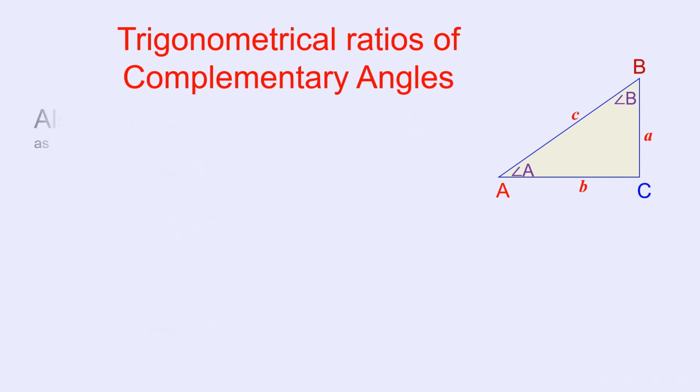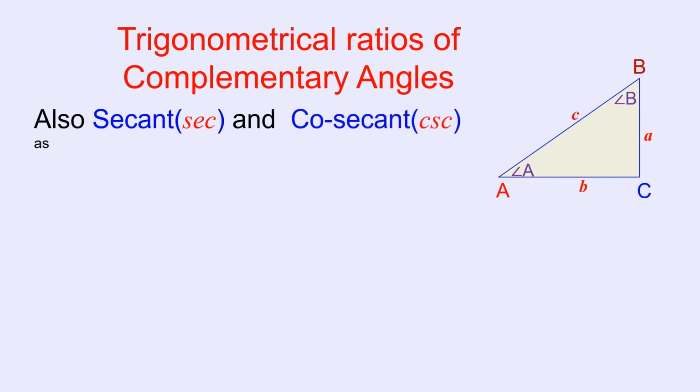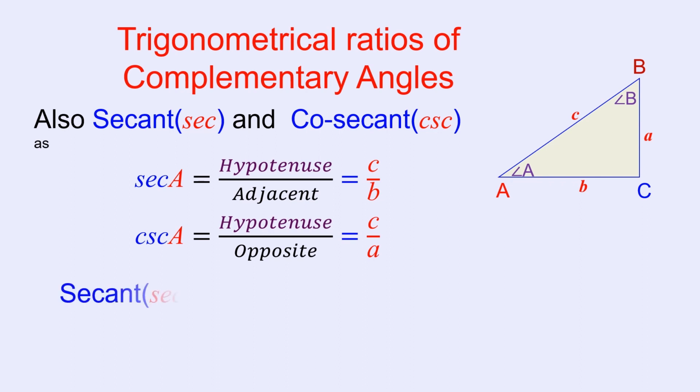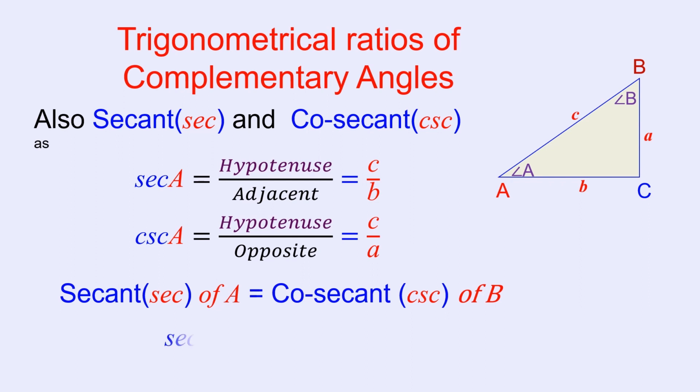Also, we define secant or sec and cosecant or cosec. Sec A equals hypotenuse divided by adjacent, or c divided by b. Cosec A equals hypotenuse divided by opposite, or c divided by a. Secant of A equals cosecant of B. Sec of A equals c by b equals cosec of B.